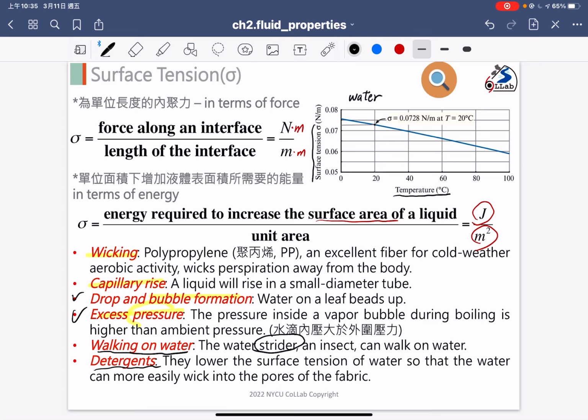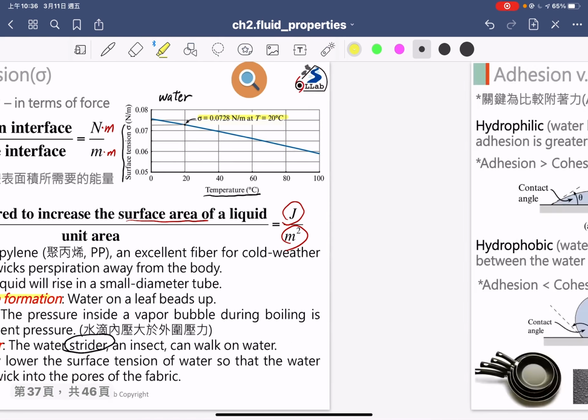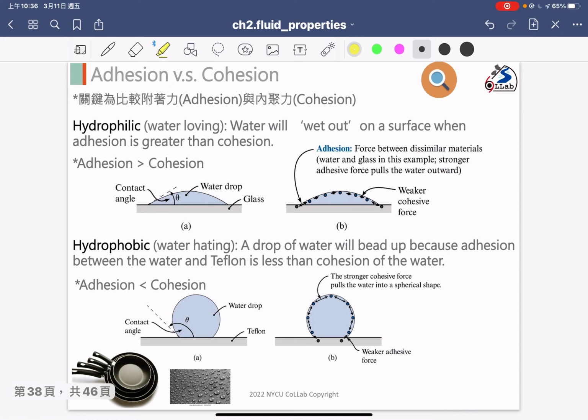So that's a very important piece of common sense. At room conditions, the surface tension for water is equal to 0.0728. So maybe this number you can keep in mind. It's like common sense in fluid mechanics. Okay, so we move to the next.